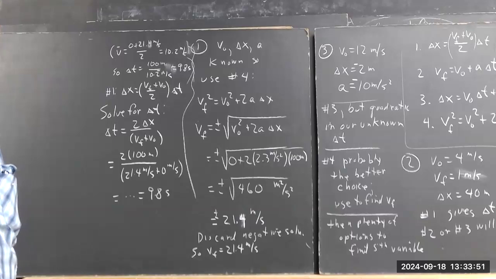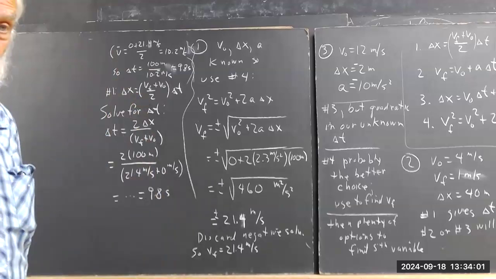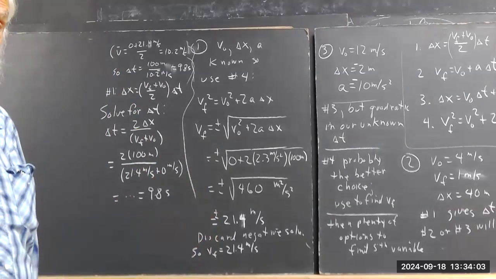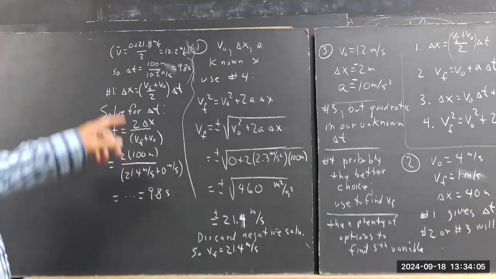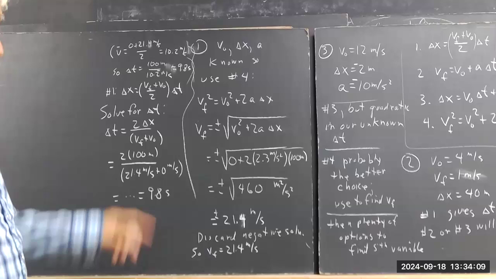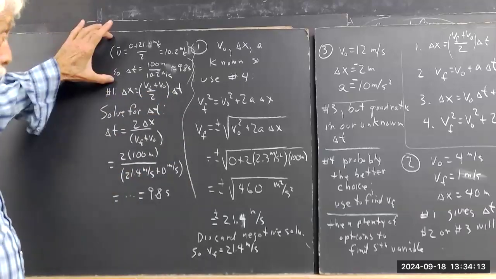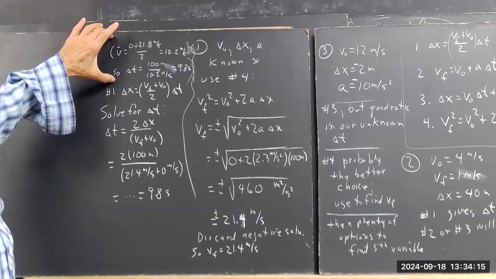Now, using equation 1, I just did that mechanically. I didn't think about what it meant, did I? But what's it saying? This (VF plus V naught) over 2 is your average velocity if the acceleration is uniform, right? So this just says delta x is average velocity times delta t. So we can divide delta x by the average velocity to get delta t, but we already knew that.